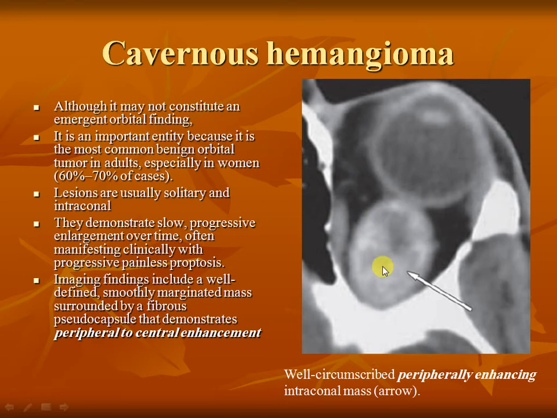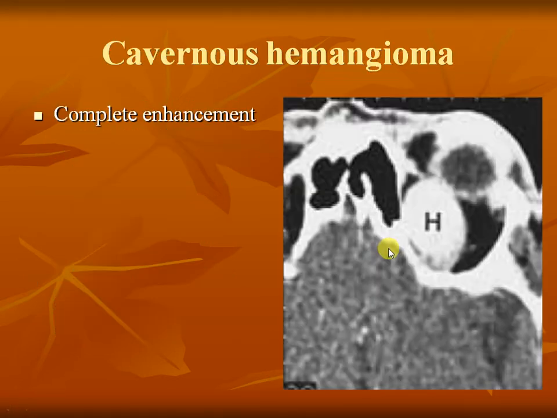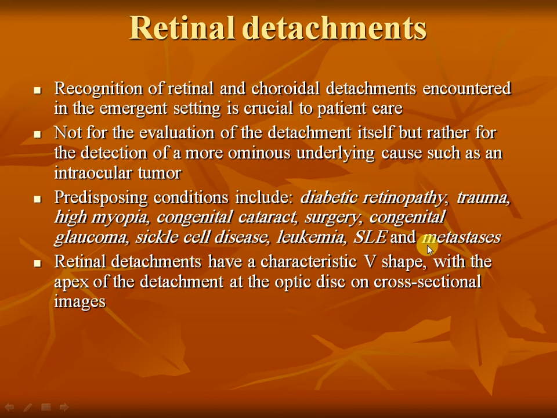Okay, you can see it here. There is a well circumscribed peripherally enhancing intraconal mass. Okay, and the enhancement is more intense peripherally than centrally, like any hemangioma elsewhere. And here on the delayed image, there is complete enhancement of the hemangioma.